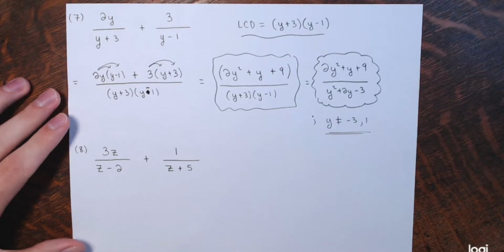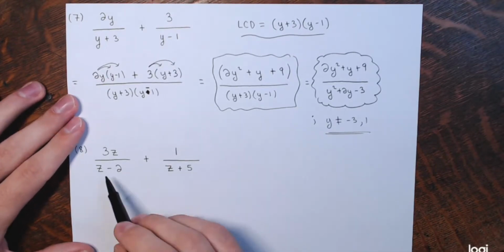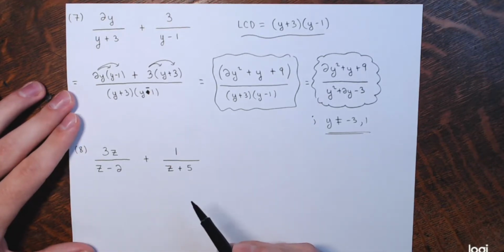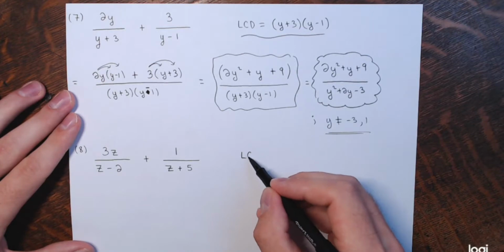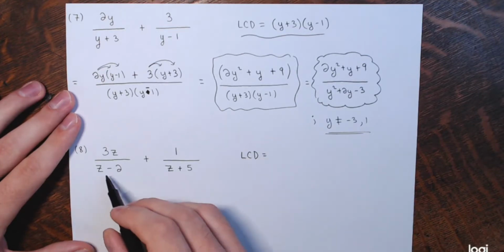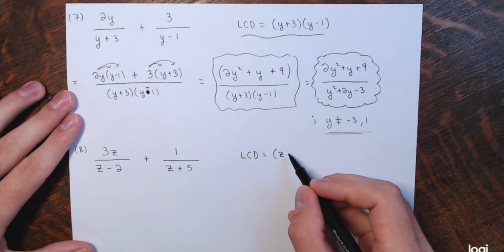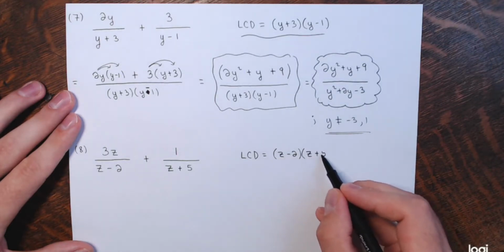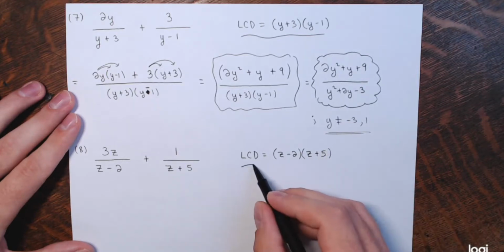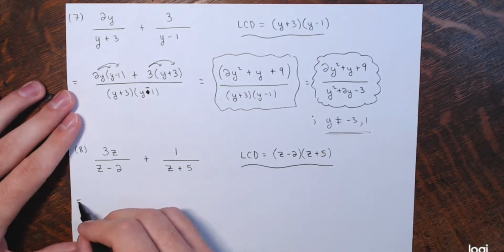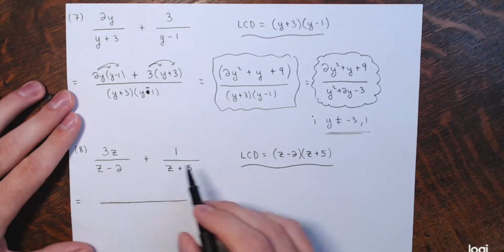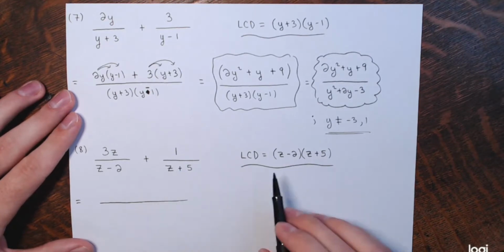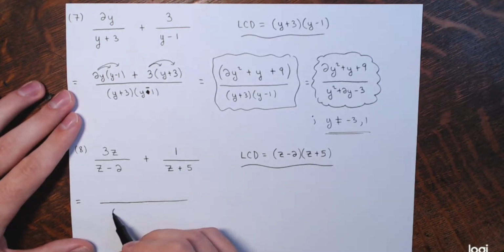All right, example 8, pretty similar. We have two fractions here where the denominators are already factored completely, so we should be able to state the LCD pretty easily. The LCD would be z minus 2 times z plus 5. And this is going to be the denominator that I end up with for both fractions. I want to change both of these fractions into an equivalent fraction that has this denominator. So that's going to be the denominator of the sum.